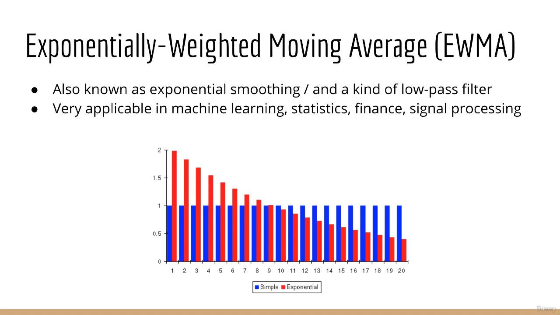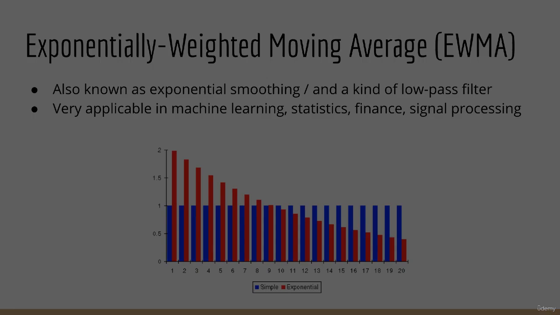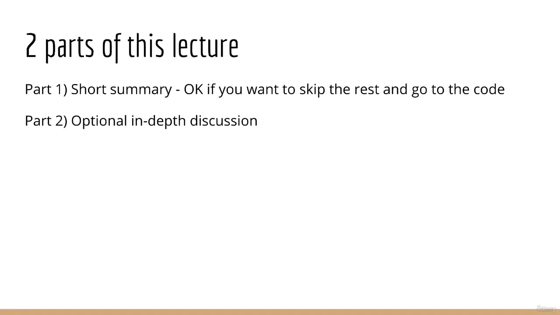So what is the exponentially weighted moving average? I want to break this lecture up into two parts. The first part is the short summary. If you want to only watch this part and then skip to the code, that's fine. The second part of this lecture will be an optional, in-depth discussion about why the exponentially weighted moving average has its name. You can opt to watch this if you want to get a better understanding of why and how this works.